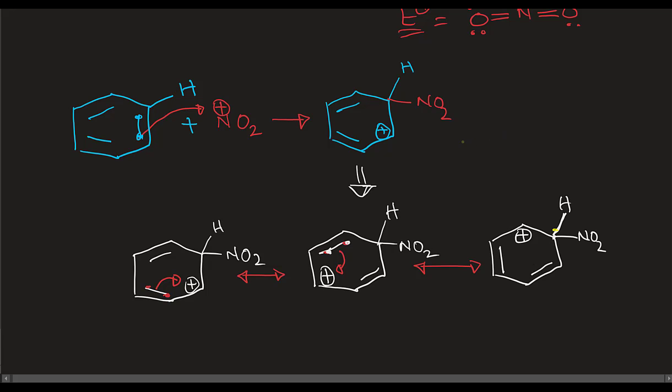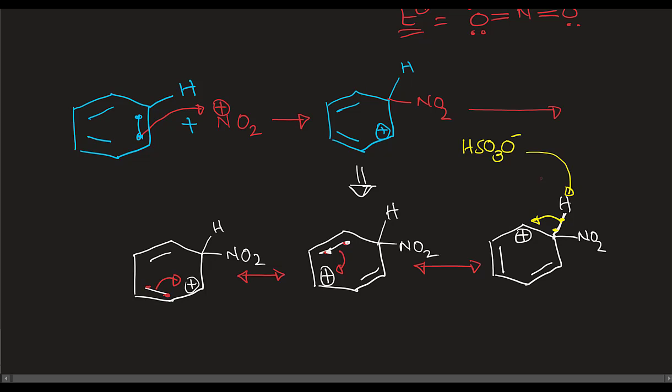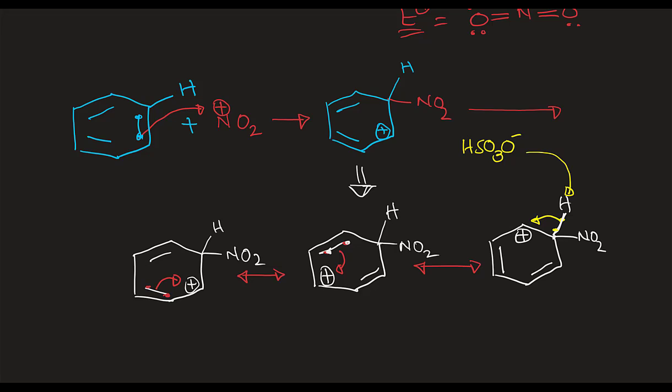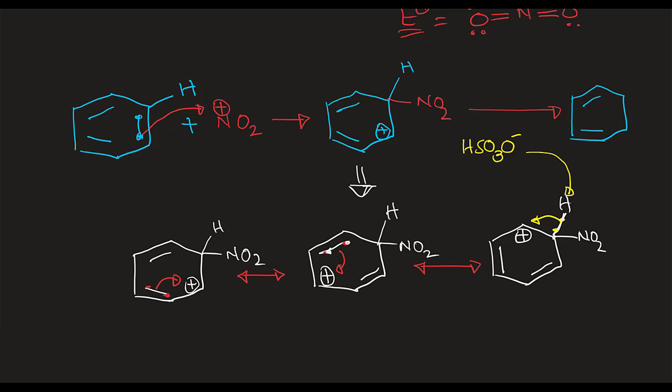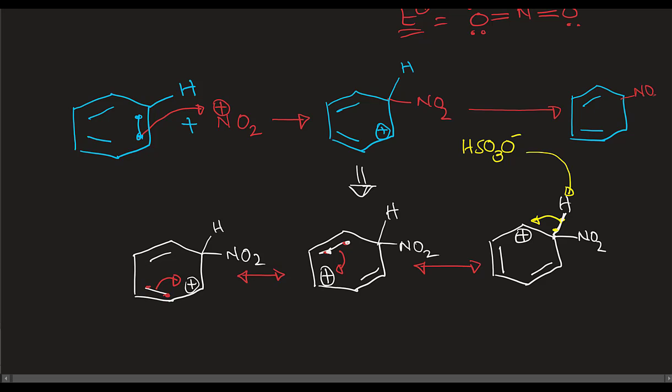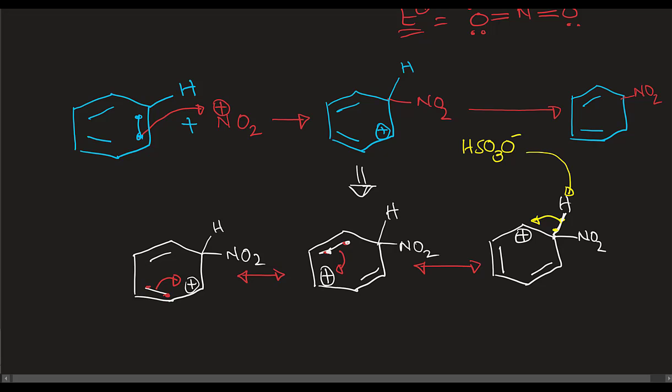Now you can use the bisulfate to extract this proton. The deprotonation takes place. 2 electrons fill the positive and make a new pi bond. That's how you get this product here. So now we have the NO2 attached, and we have the newly created pi bond. So that means aromaticity is re-established. But we can also show these resonance structures like that.